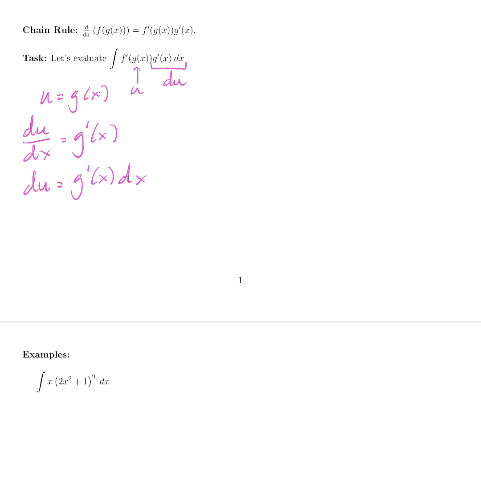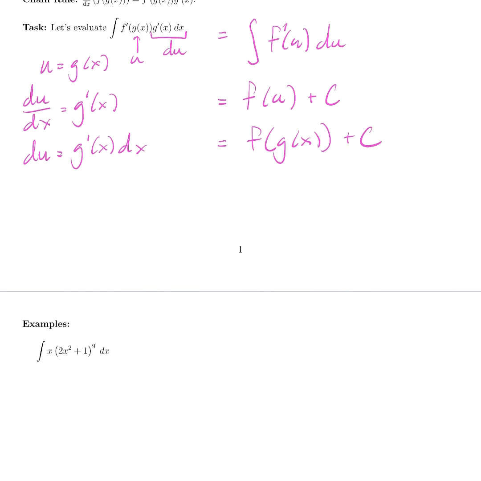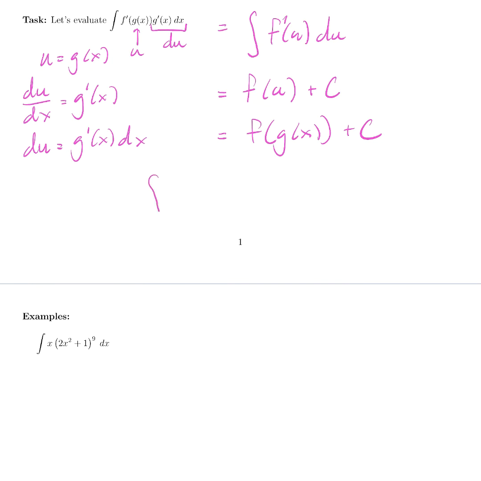And g of x is another name for u, and this integral then becomes the antiderivative of f prime of u du. Well, the antiderivative of f prime, that's just f of u plus a constant, which is, well, we got to answer in terms of x because that's what we were originally asked, f of g of x plus a constant. So as we would expect, the chain rule gives us an antiderivative fact as well.